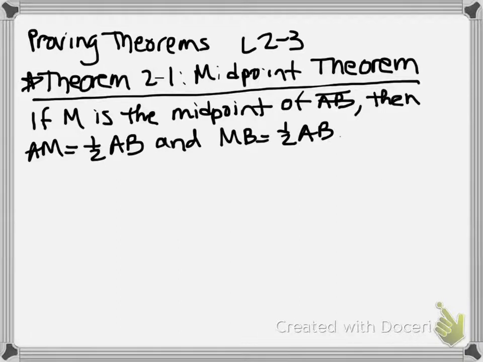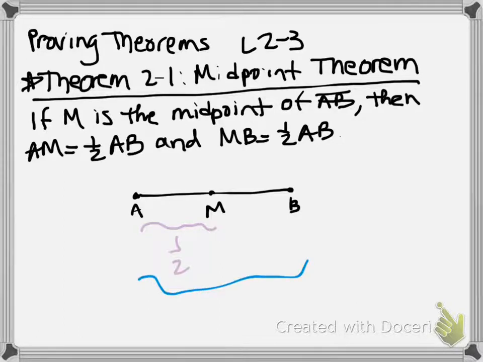And so basically what we have is a segment AB, and then in the middle M is a midpoint, and basically it's saying the small section AM is going to be equal to 1/2 of the whole section AB. Okay, and that's what this theorem says. So how do we prove this theorem?